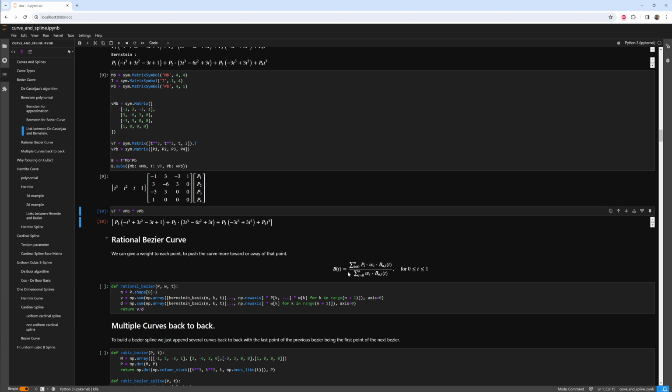So it's just to renormalize all the weights to make sure that everything keeps a curve that goes between 0 and 1. So you need to divide by the sum of all the weights you injected here. And that's it, that's the formula. So basically it's the same as before, except that you multiply by the weights and then you redivide by all the weights and you have a rational Bezier curve.